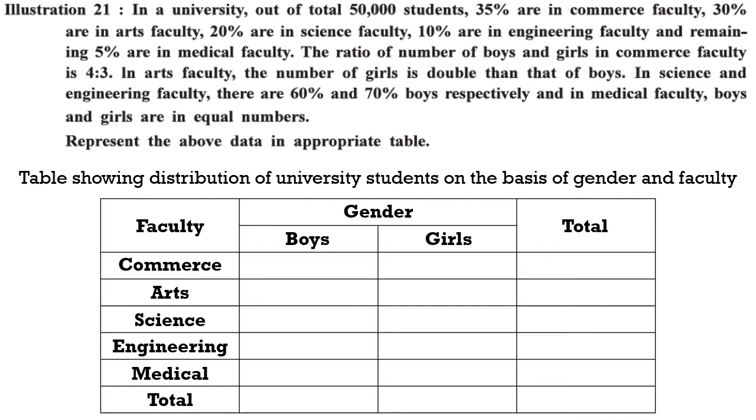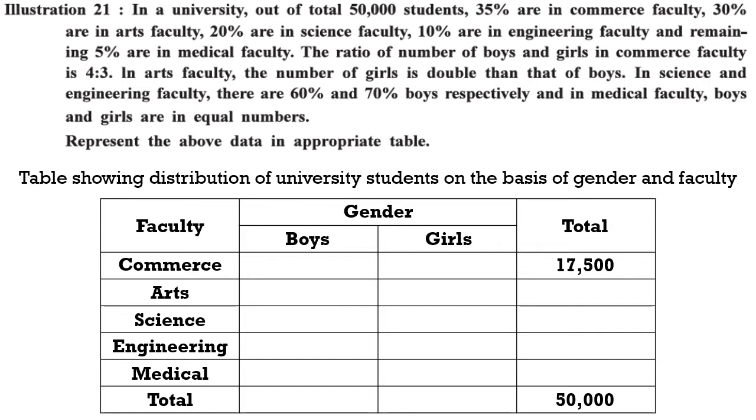In a university, out of a total of 50,000 students, that means the grand total here is 50,000, of which 35% are in the commerce faculty. Read the question very carefully: 35% are in the commerce faculty. Multiply 50,000 with 35%, and that will be the total of commerce, 17,500. For the total of commerce, they have not decided whether they are boys or girls, so that's just the total of commerce.